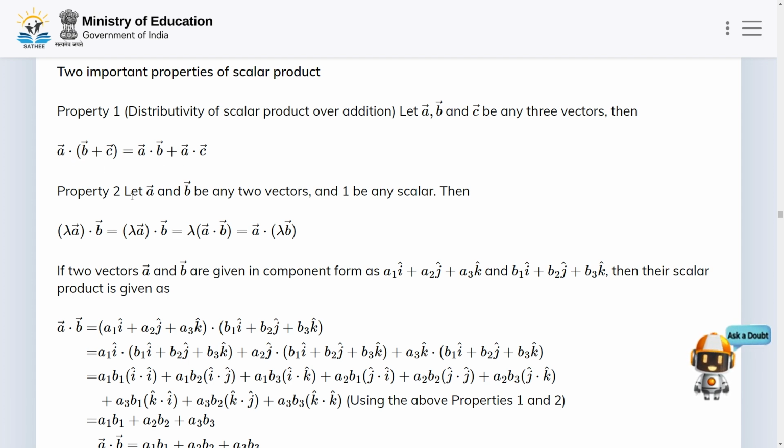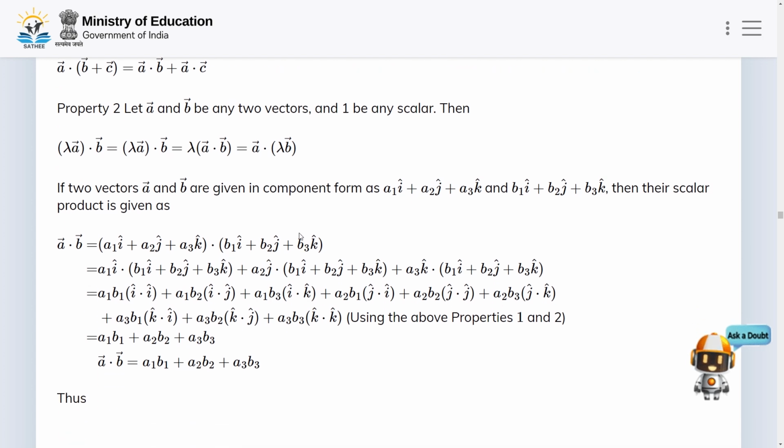Okay, now the second property says, when you have two vectors and let lambda be any scalar, sorry, here it must be lambda, this is not 1, it must be lambda, any scalar, then lambda A dot product with vector B is same as lambda times A dot product B, or in other words, A dot product with lambda B. Okay, all are same things.